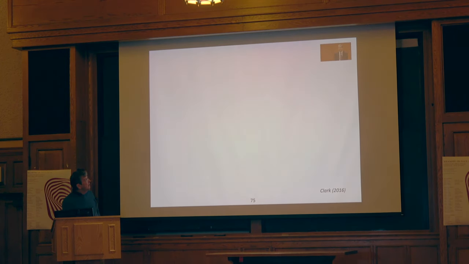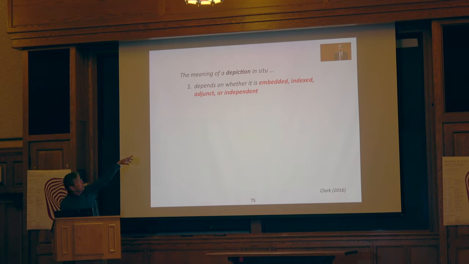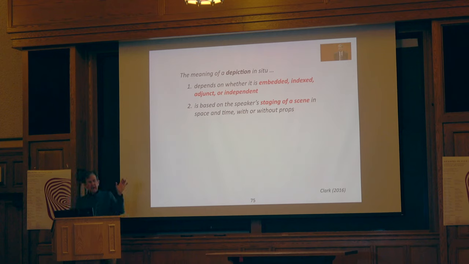So, the meaning of a depiction in situ. I have struggled with this for 10 years, so if anybody in this audience comes up with an immediate answer to this, I will be really angry. The meaning of a depiction depends on whether it is embedded, indexed, adjunct, or independent. Yes, those four. It is based on the speaker's staging in the scene. Notice that what Bilson did in every one of these cases is stage a scene. That is what Mozart would have written, or what this guy would have said. And these are in the common ground of the speaker and the addressee at that moment. They have to be highly accessible at that moment.